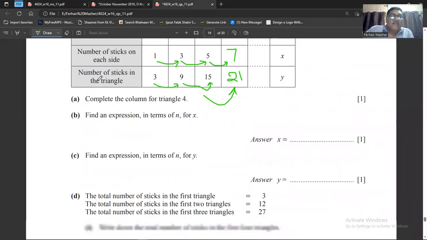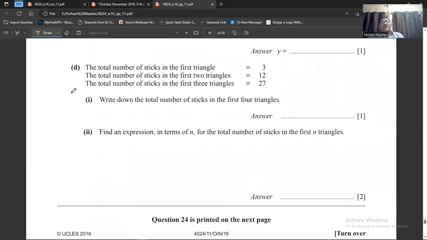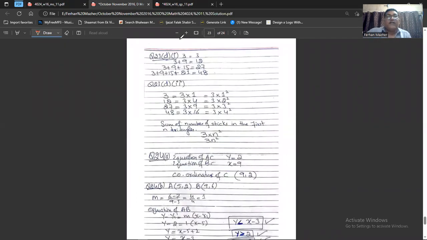Hopefully you understand. Then he says the total number of sticks in the first triangle is 3. The total number of sticks in the first two triangles is 12. The total number of sticks in the first three triangles is 27. Write down the total number of sticks in the first four triangles. Very simple. Let me show you. I have done this.